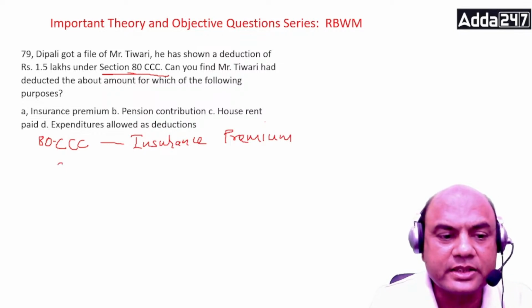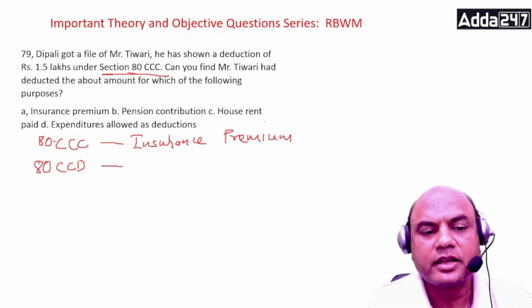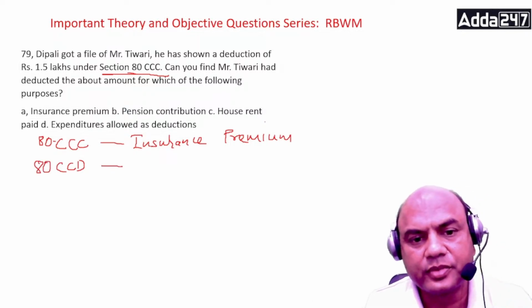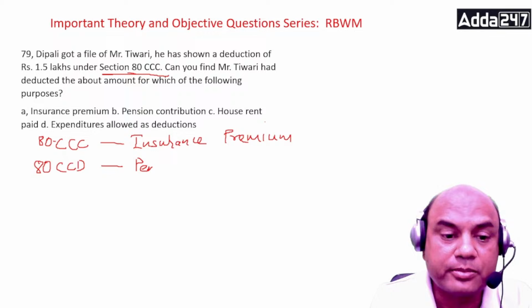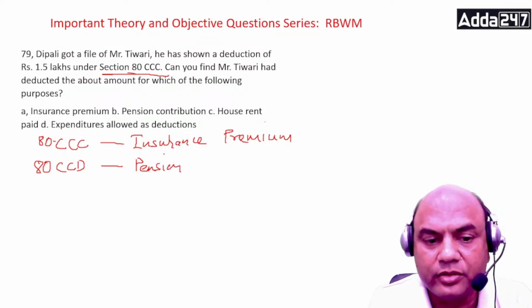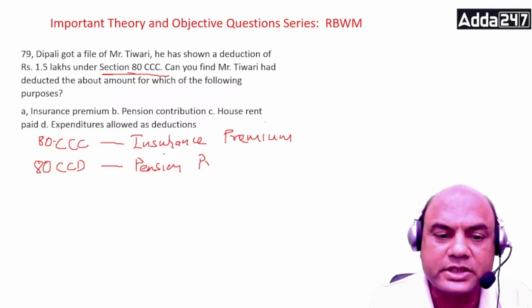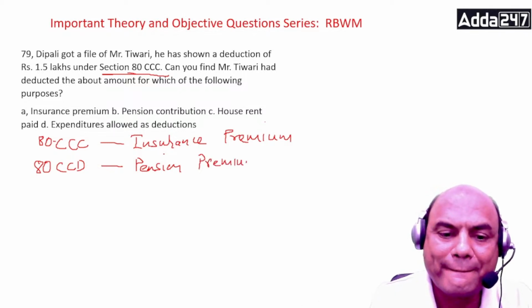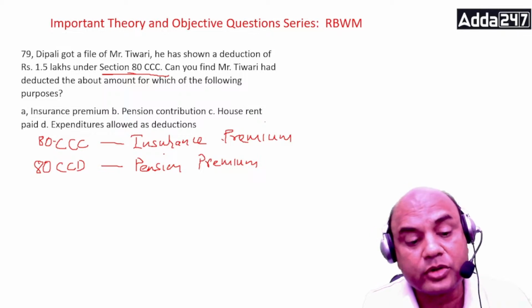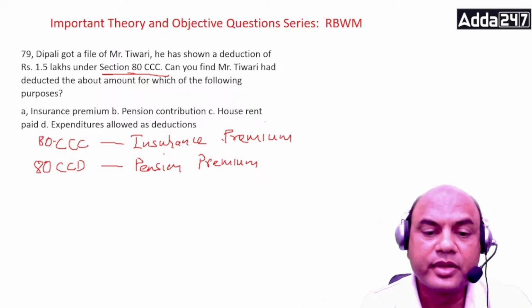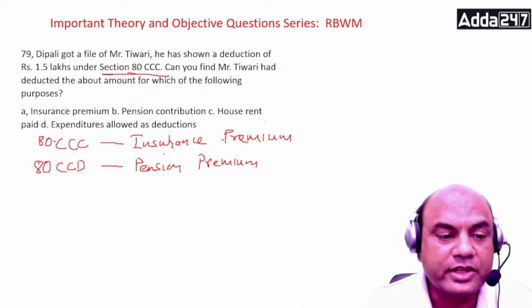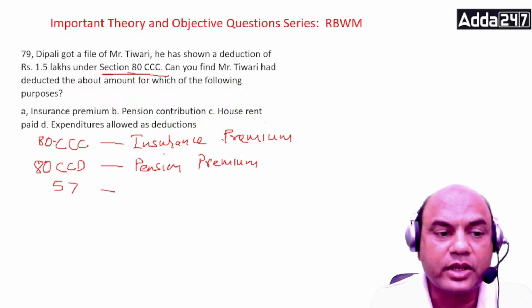Then CCD, I'll just write now CCD. Okay, it's not Cafe Coffee Day. 80CCD, that is for pension. Okay, 80CCD is for pension contribution. Means the pension premium which you make. Pension plans we have now. That pension plan, you will call it pension premium, simple. Then there is one more section. What is that? 57. Okay, so section 57 is for expenditures allowed as deductions.